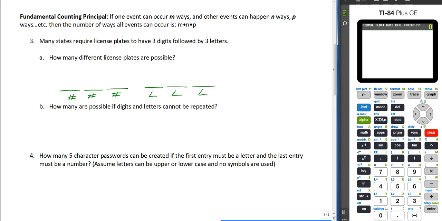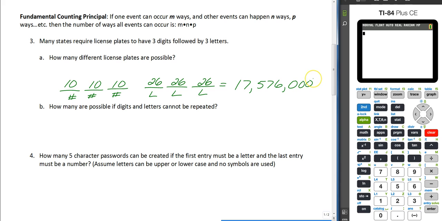So now let's go talk about what our options are. Well, we have 10 different digits we can use, 0 through 9. And then for letters, we have A through Z, which is 26 different options. Okay, so we would just multiply 10 times 10 times 10 times 26 times 26 times 26, and you would end up with over 17 million different license plate options.